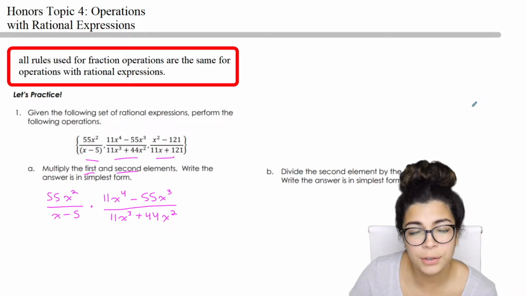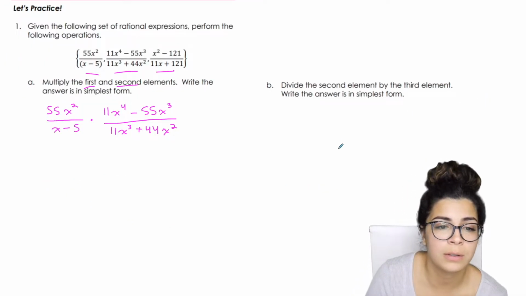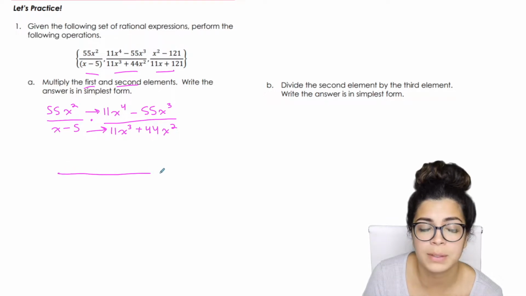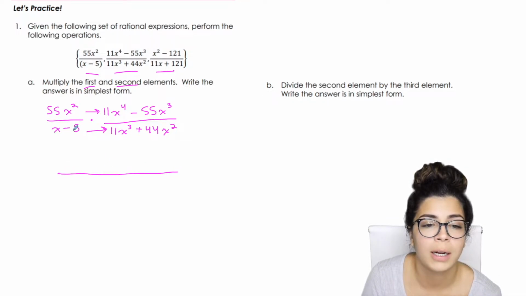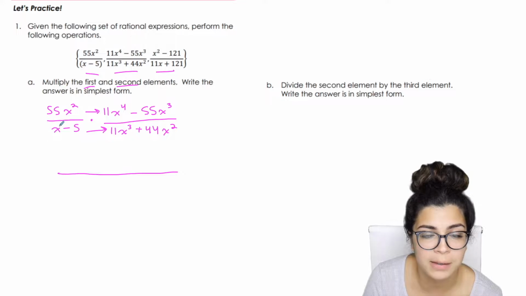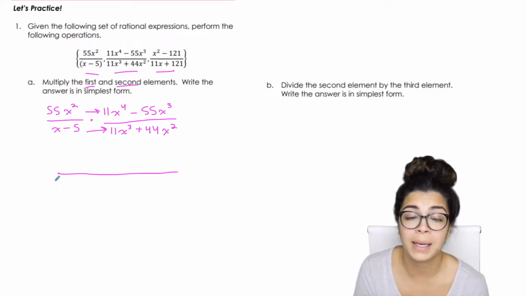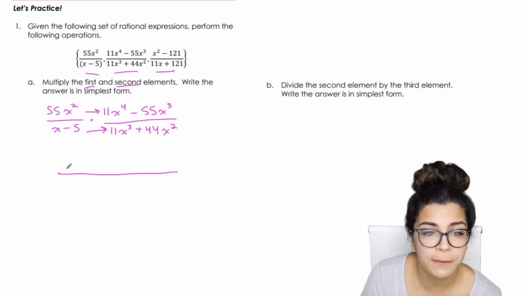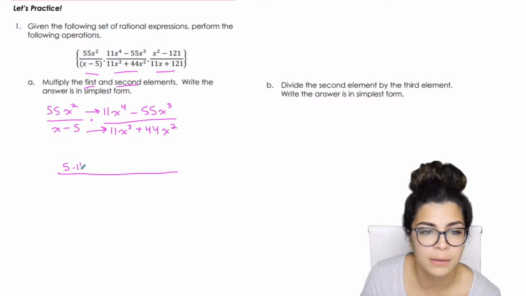Now, when you're doing this problem, you might think, well, let's go ahead and multiply things out, right? Numerator times numerator over denominator times denominator. But the easiest way to do this is actually going to be to factor the numerator and denominator as much as possible. That way you can simplify by canceling common factors. So 55 is 5 times 11, and of course, x squared is x times x.